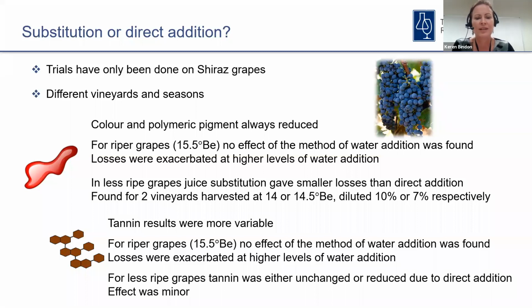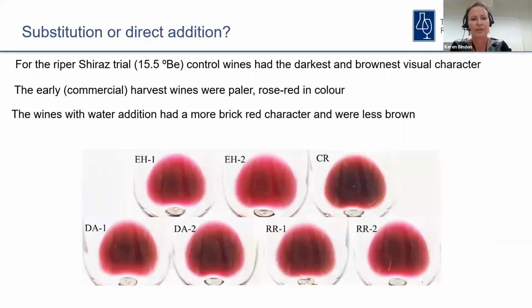So moving on to tannin, I've briefly mentioned it, but the tannin results for substitution versus direct addition were more variable. So in this case, for the riper grapes, there was no effect of the method of water addition found. And at higher levels of water addition, it was found that the losses in tannin were exacerbated. So lower tannin when more water was applied. When the grapes were less ripe, so those 14 and 14.5 Baume treatments, it was found that tannin was either unchanged or reduced due to the direct addition, but the effect was very small. So really, the less ripe the grapes are, the smaller the losses, and it's probably still something that should be applied somewhat with caution for Shiraz.